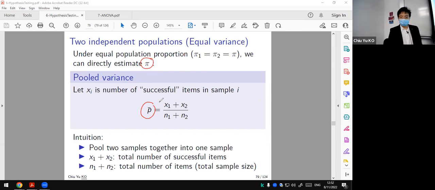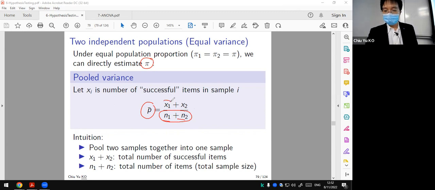And this P bar is given by how many people you are sampling from the two populations, which is N1 and N2, and how many people have that characteristic. This is how many people you got from population 1, and this is how many you get from population 2.